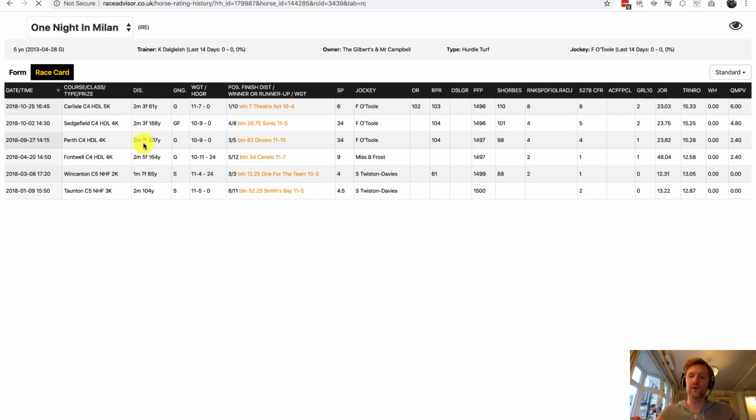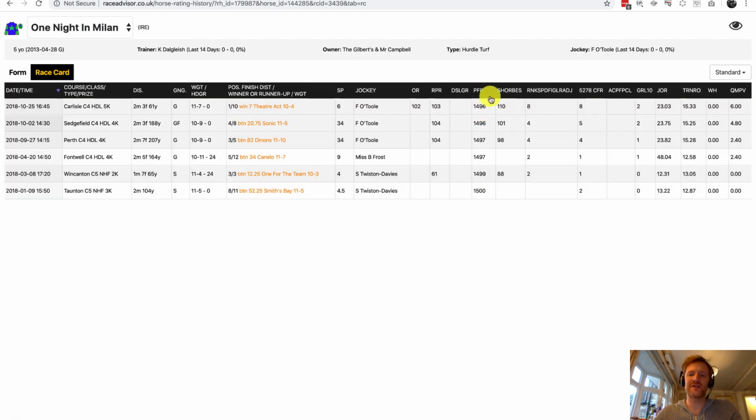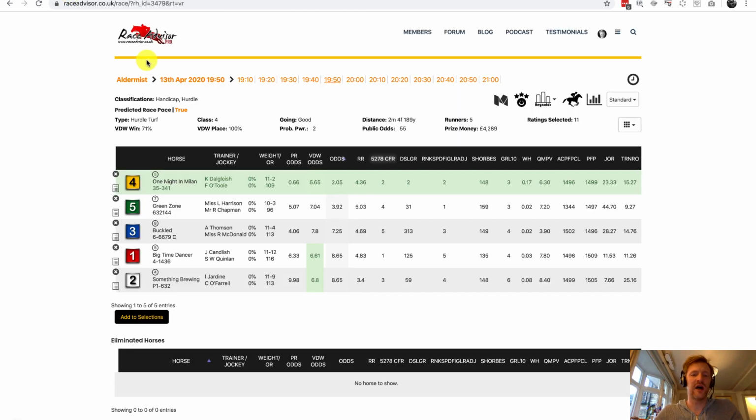Where we can see all the ratings history, and you can see these general trends in it. Moving over, we can see here this general trend down as well for One Night in Milan to 1496, which also isn't particularly great.